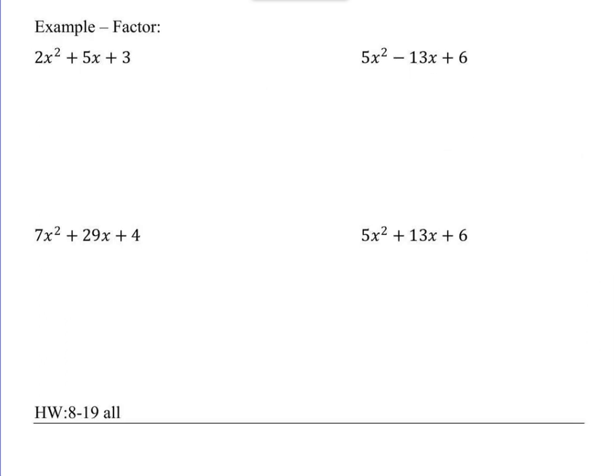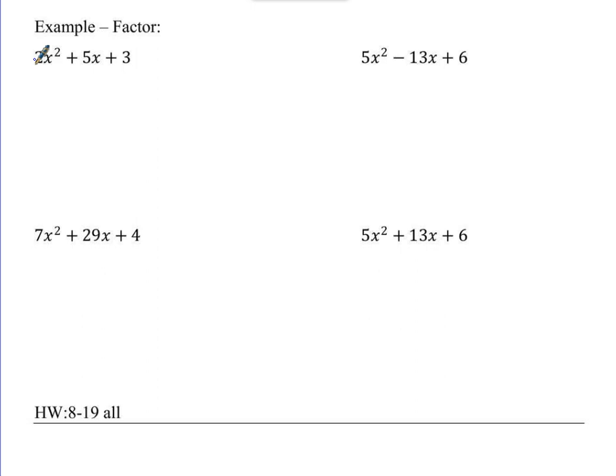Factor 2x squared plus 5x plus 3. Well, notice first of all, this is a trinomial, and we have a number in front of the x squared term that is not just 1. So that means I need to probably use the box method. The first step in any factoring problem is what? Find the GCF. Factor out the greatest common factor.